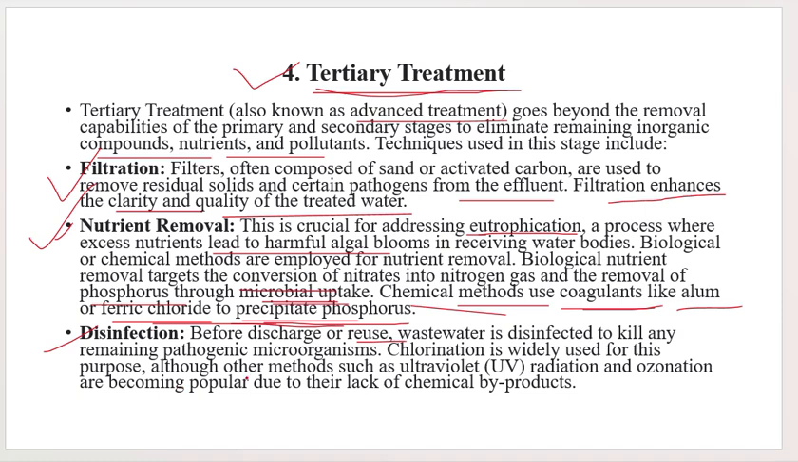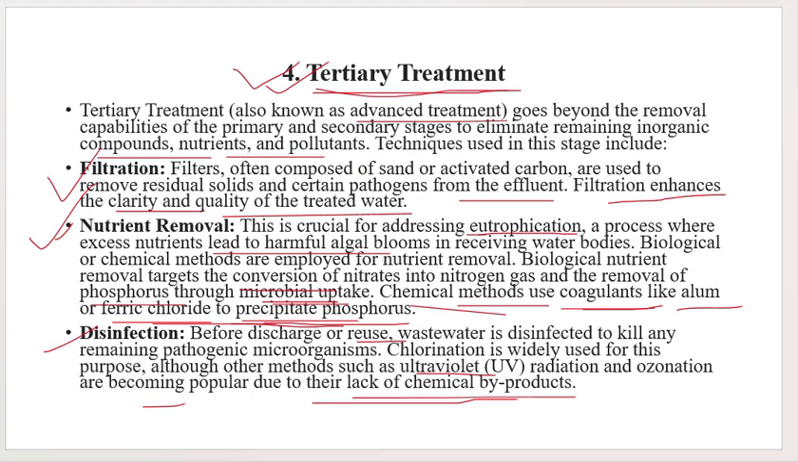Although other methods such as ultraviolet radiation and ozonation are also becoming popular nowadays, many treatment facilities are using UV radiation and ozonation processes also, due to their lack of chemical byproducts. Okay, so this is tertiary treatment.